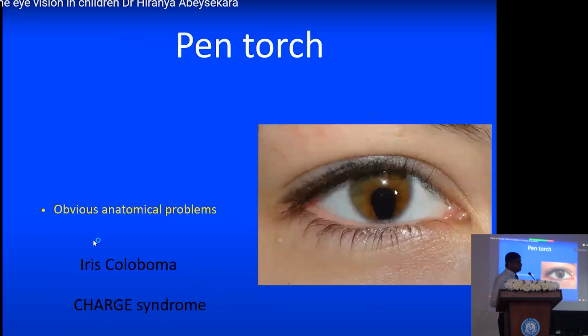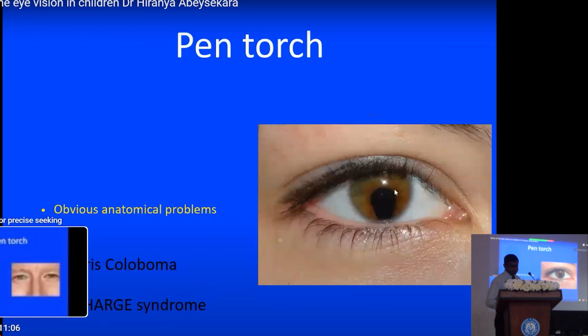So what is this? It is the iris coloboma, right? So anybody can see this with the pen torch. You don't need a street lamp. So it can be associated with systemic syndromes as well.